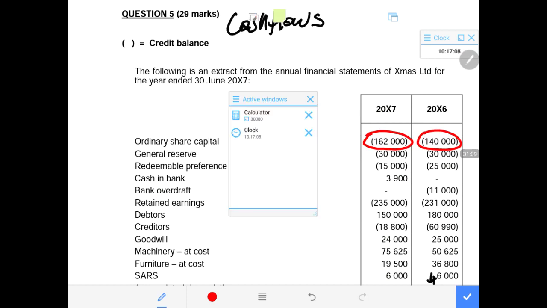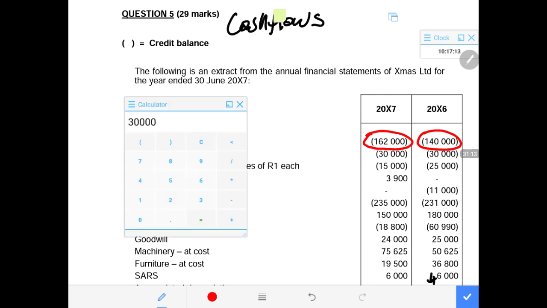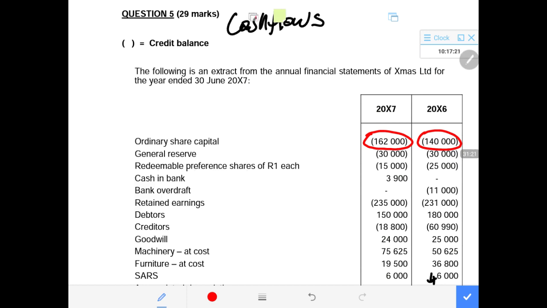162,000 rands. That means our ordinary shares increased from 140,000 rands up to 162,000 rands. That means there is a 22,000 rands increase in our ordinary capital. Our capital increased by how much? 22,000 rands. Remember, the assumption is that this was cash.